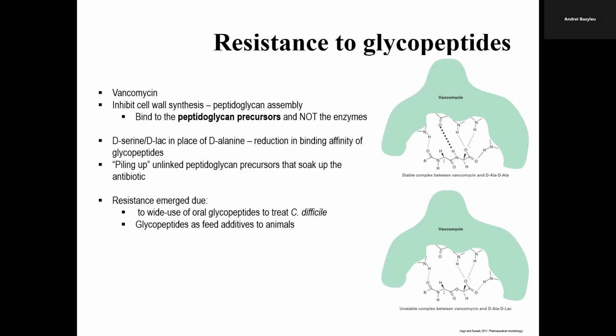Some of you may say, well, what if we add more vancomycin, more antibiotic, to counteract this piling up of unlinked peptidoglycan precursor? Unfortunately, in most cases with antibiotics, and especially with vancomycin, it is not an option, because vancomycin is a very effective drug, as we discussed, but it's also a fairly toxic drug. So you cannot just prescribe infinite doses of vancomycin to a patient. You will kill the patient eventually.